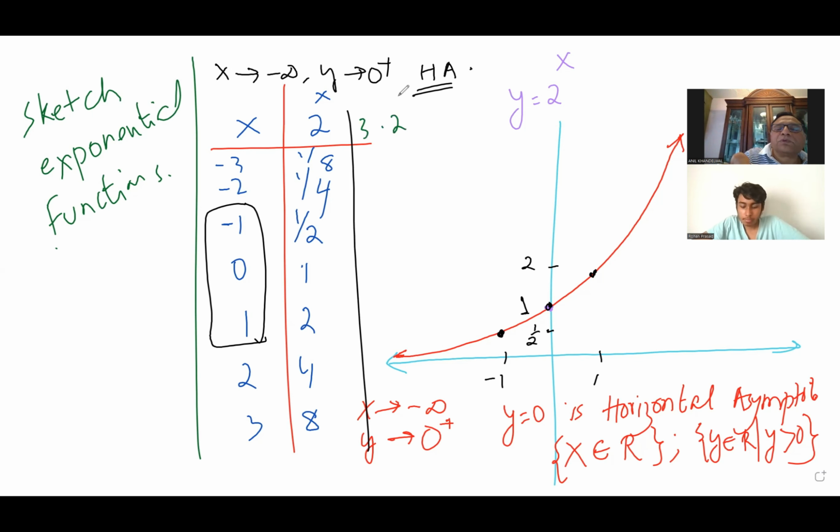Now, if I have to sketch on the same graph 3 times 2 to the power of x, how will that graph be? Can you tell me? So it's 3 times 2 to the power of x. If x is 0, it would be 3. Correct. If x is 1, it would be 6. Correct. And if x is negative 1, it will be 3 over 2. So you see the graph actually becomes steeper.